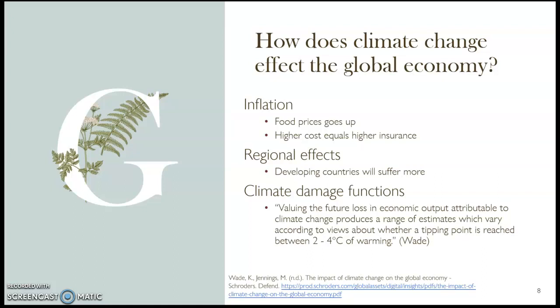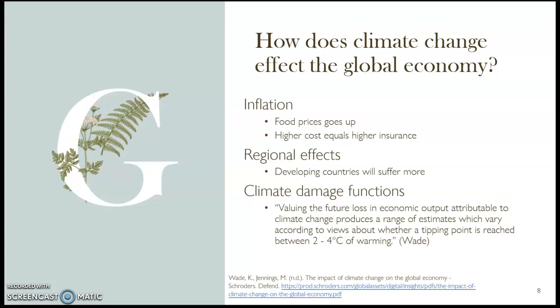Higher costs equal higher insurance. It's harder to keep insurance if the prices keep going up. And that's a direct link to climate change. As our environment needs to increase in pay, we have to pay higher premiums. And with the increased death rates that we're seeing, or the increased risk due to climate change, it definitely affects the global economy. But it all is going to affect us differently.